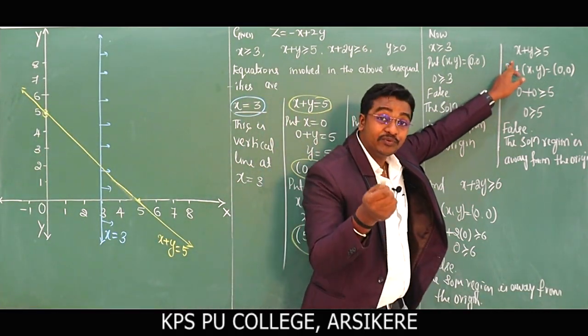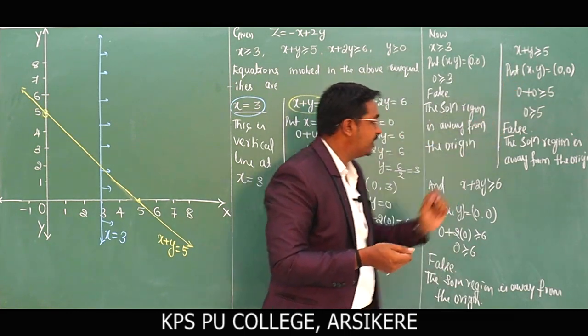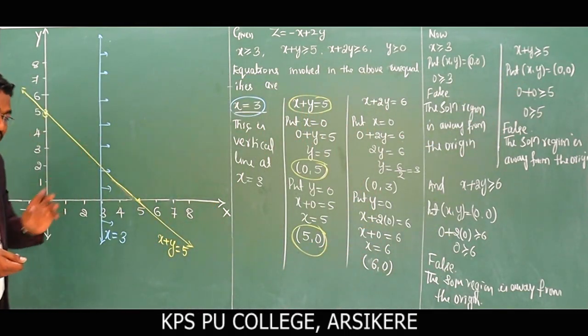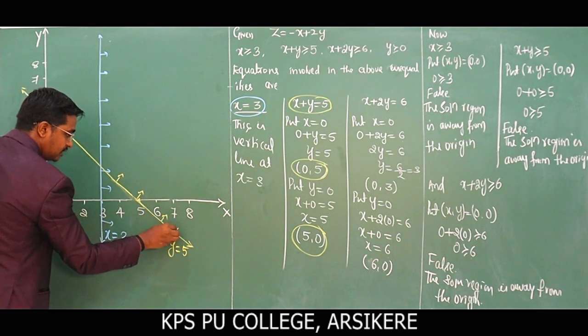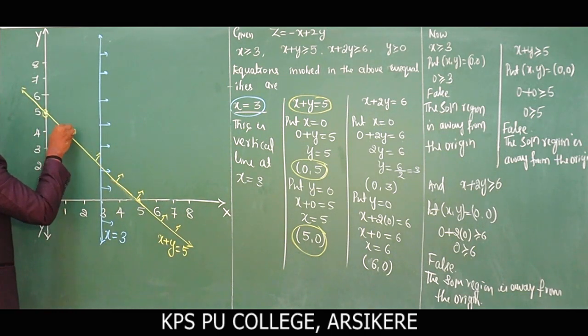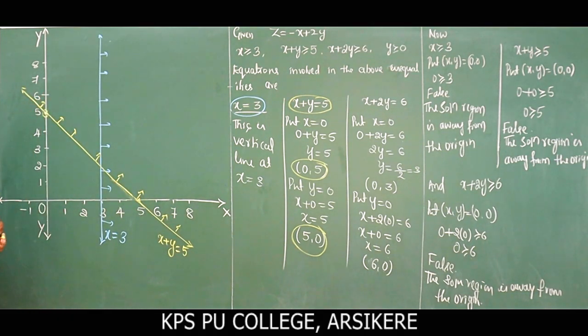inequality, x plus y greater than or equal to 5, what do you obtain here? This inequality becomes false, hence the solution region is away from the origin. Away from the origin. You get here? So you have to write the arrow mark away from the origin, or this origin is not included, or this origin has been excluded for this half plane. Okay, come to the third one.